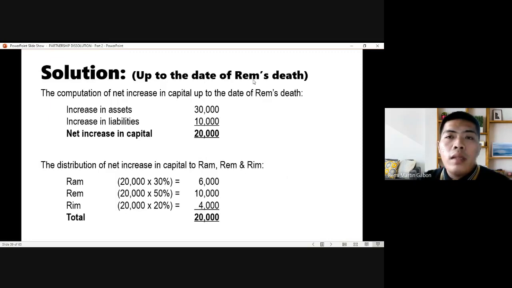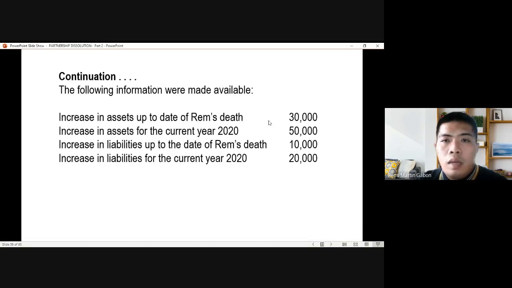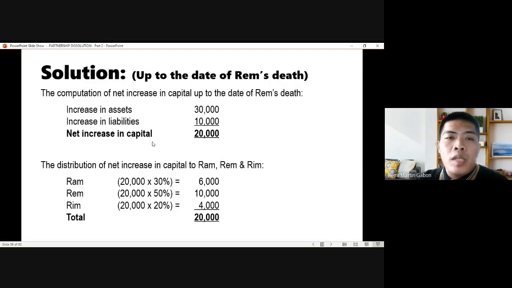So up to the date of death of REM, using the proportionate method, to compute the net increase in the capital up to the date of REM's death: increase in asset 30,000, increase in liabilities 10,000. So net increase of 20,000. These two, this 30,000 and this 10,000, are only up to the date of REM's death. Then adjust everything. RAM, REM, and RIM's capital will be increased with the respective share of the 20,000 net increase: 6,000 for RAM, 10,000 for REM, and 4,000 for RIM.